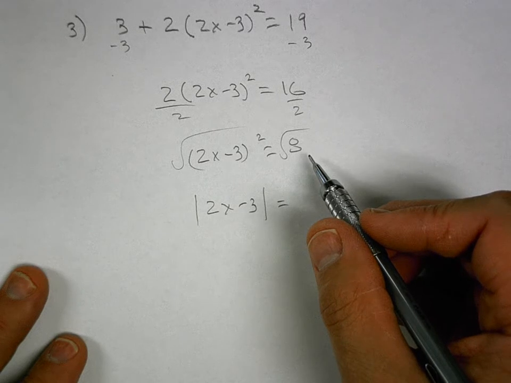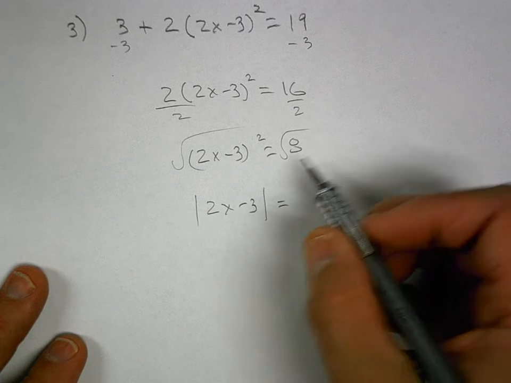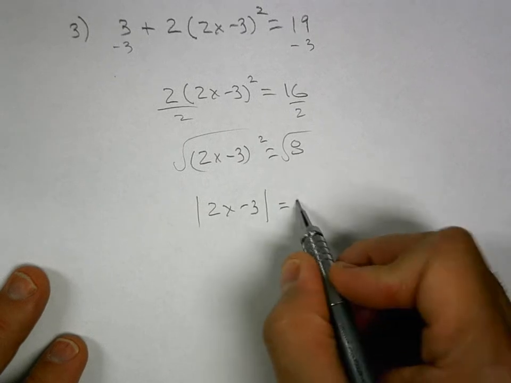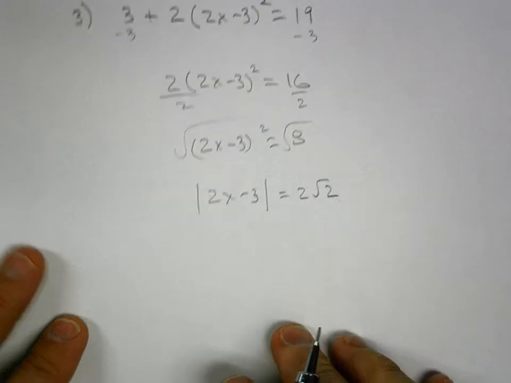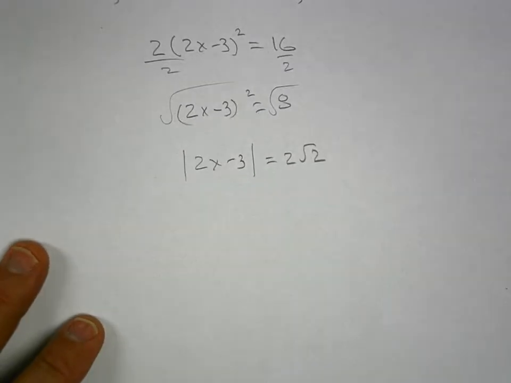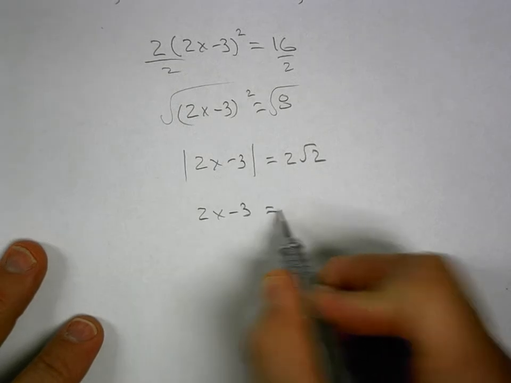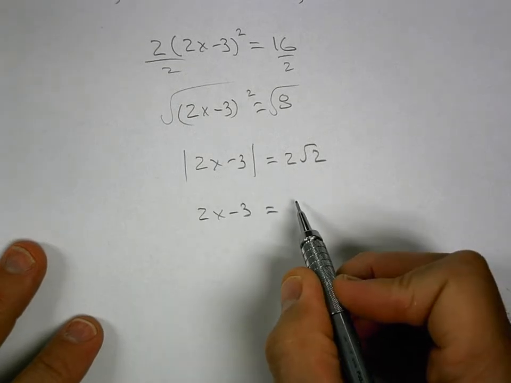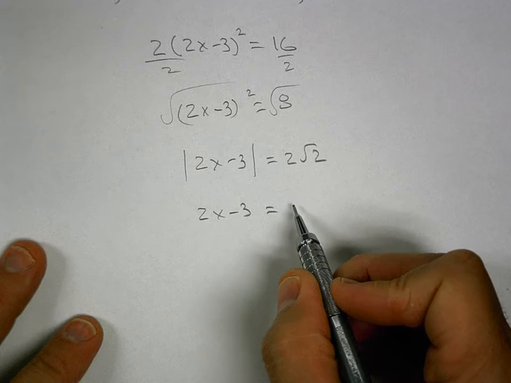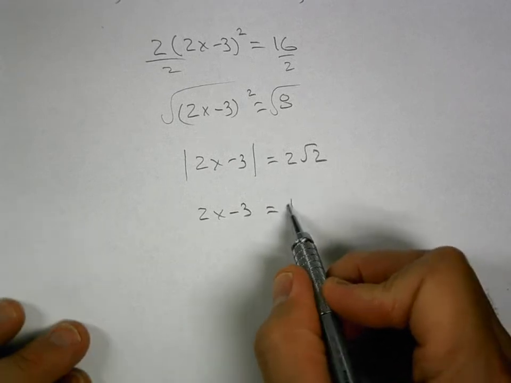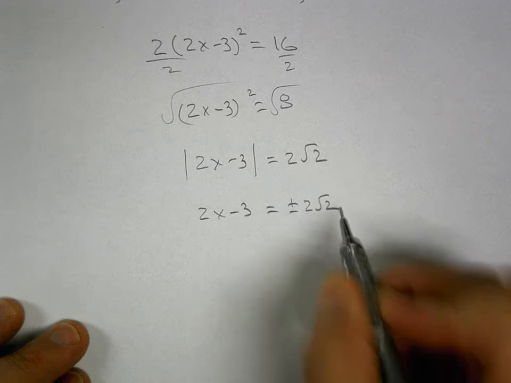2 square root of 2. Good, because square root of 8, that's 4 times 2. Square root of 4 is 2, so that's 2 square root of 2. Excellent. And we know how to set this up. So 2x minus 3 equals, how do you want to write it? Let's do plus or minus because it's going to be either the positive 2 root 2 or the negative 2 root 2. Let's put it all in one. Plus or minus 2 square root of 2.